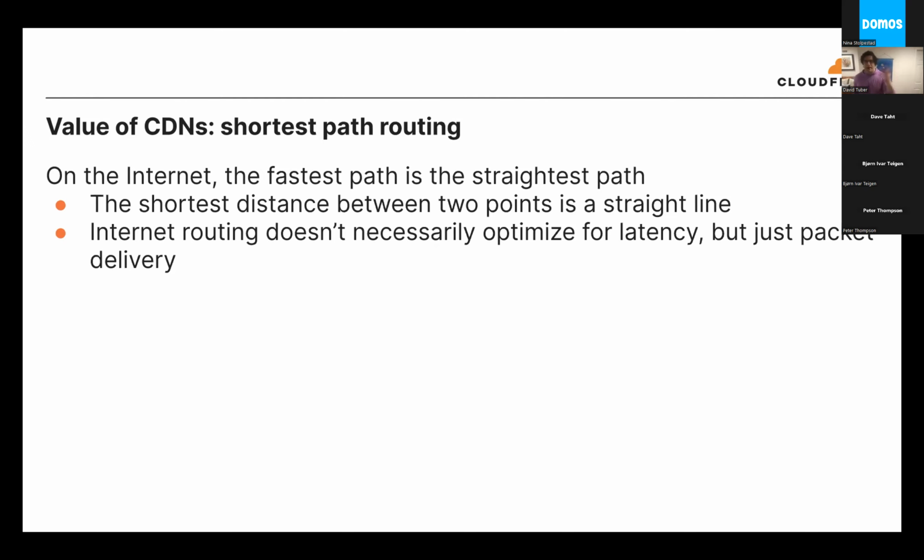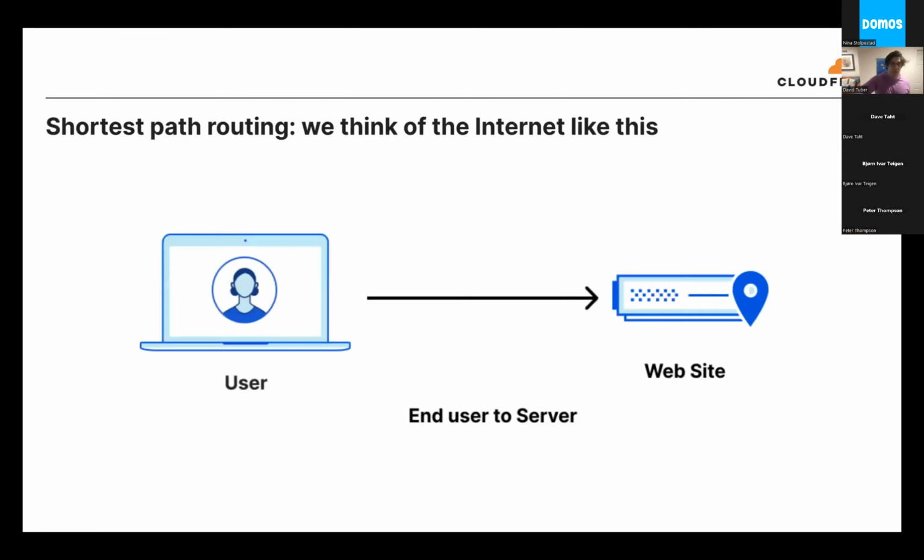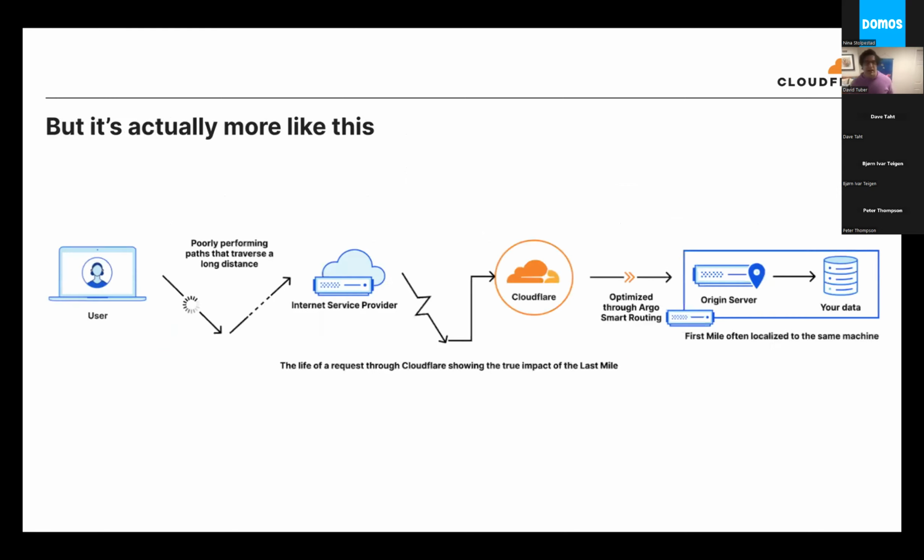It optimizes for packet delivery, which can take a really long time. We think of the internet as like this. On the Cloudflare blog, we talk about this. You've probably seen any variation of user connecting to a website and there's a straight line in between. That's actually not even sort of how it works. Usually there is some crazy path to get to the ISP, which sends to Cloudflare.